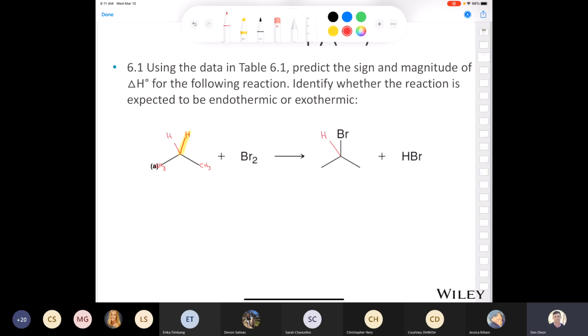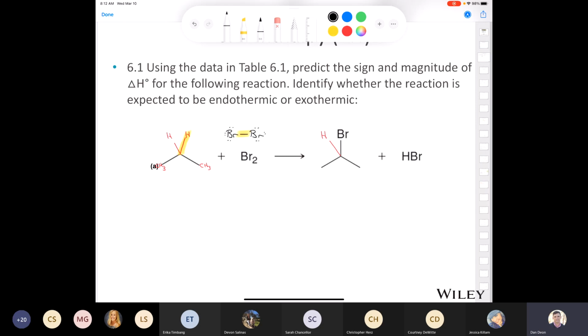There's another bond that's being broken too, right? If I draw out the bromine molecule, right? Just draw the Lewis structure. Going back to general chemistry 1 and just drawing Lewis structures. You see there's a Br-Br bond over here. And so we're also breaking this bond as well.